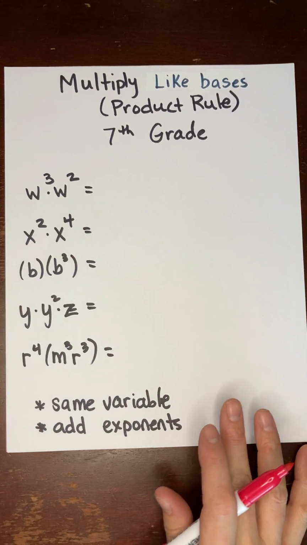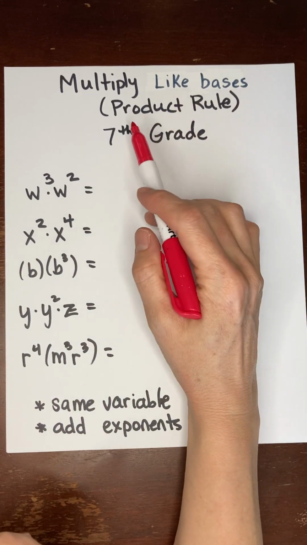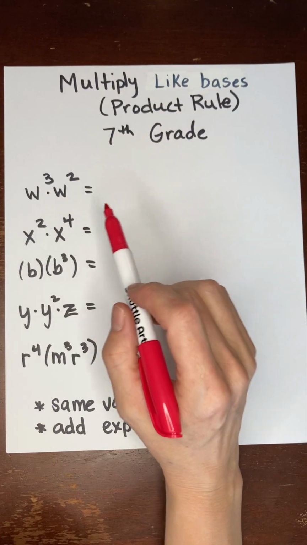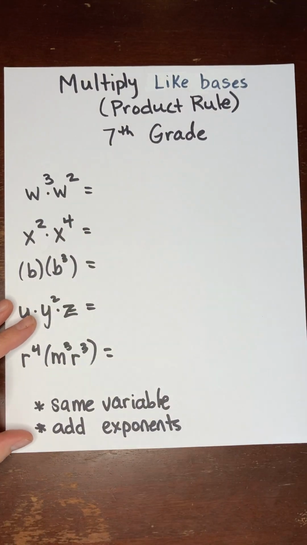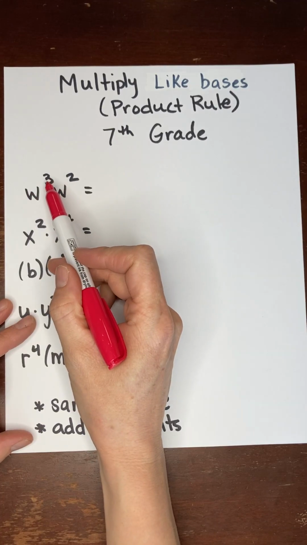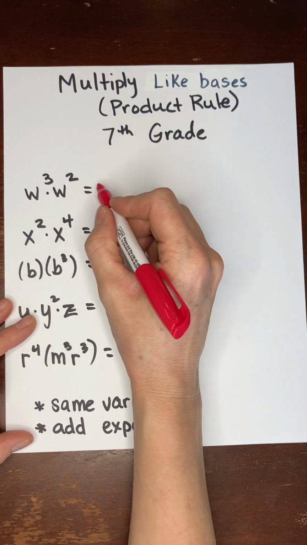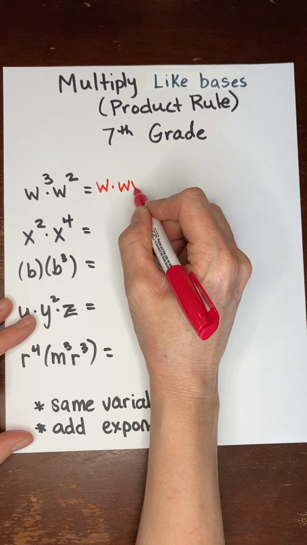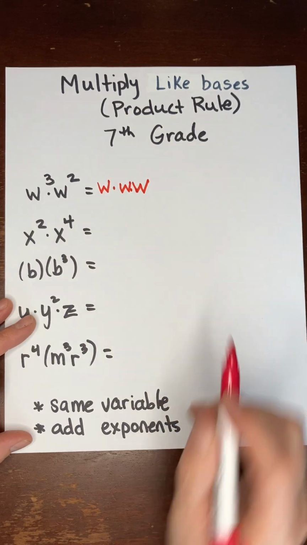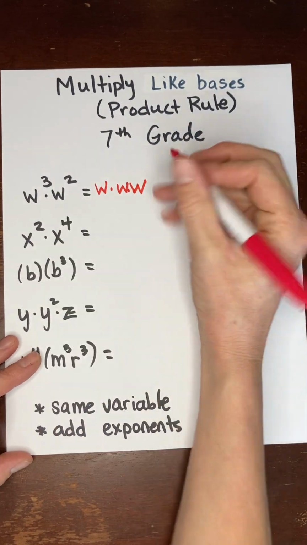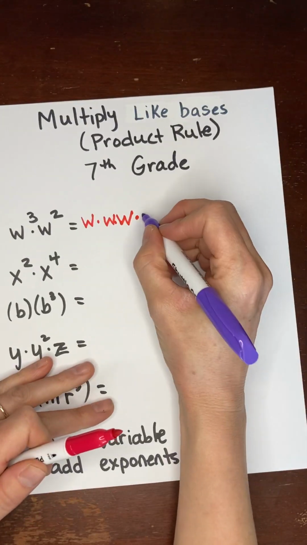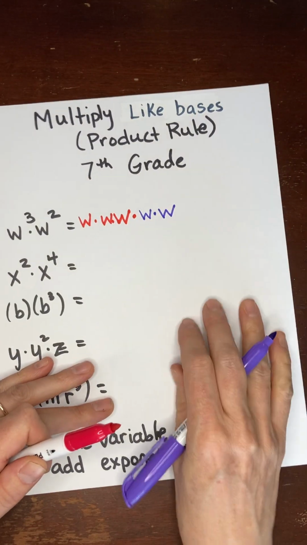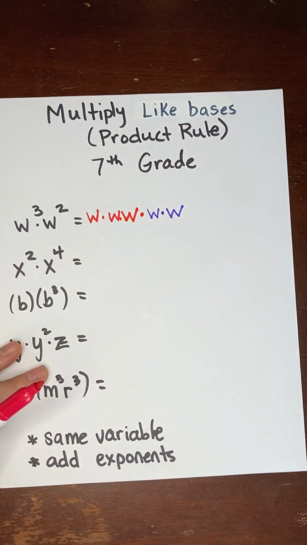Let's multiply like bases. In your textbook, it's probably called the product rule. Before we get into the rule, let's do it without the rule, okay? An exponent means repeated multiplication. So w cubed means w times w times w, and then that is times another w squared, so we've got another w times w.